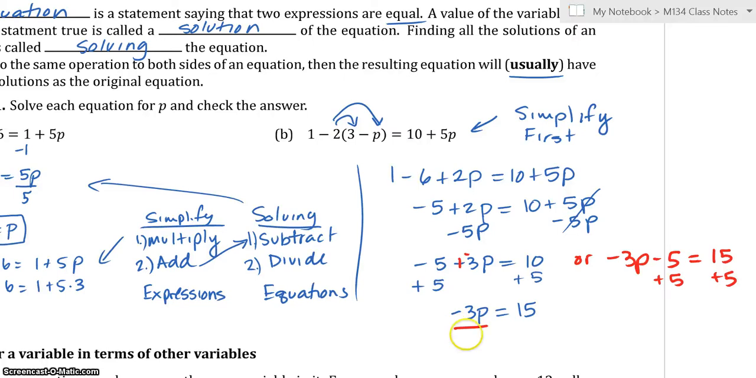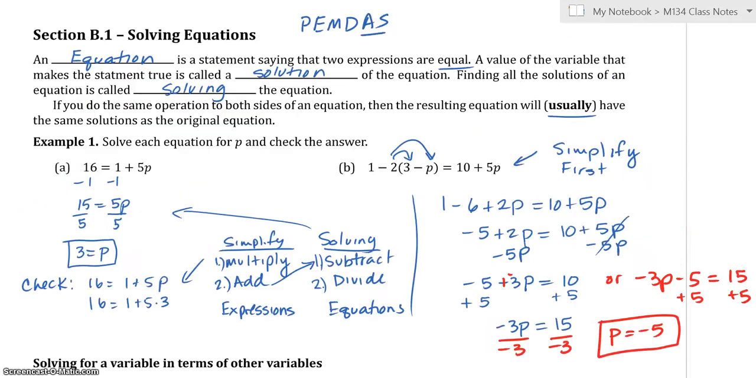Now we're going to divide through by negative 3 instead of just 3, because we wanted to get a p. Negative 3 divided by negative 3 is a p. And so this one would be a negative 5. And you could check that, and it should work. And again, if you're having trouble with negative numbers, you should check out the topic video on how to add, subtract, and multiply negative numbers before you start this section.